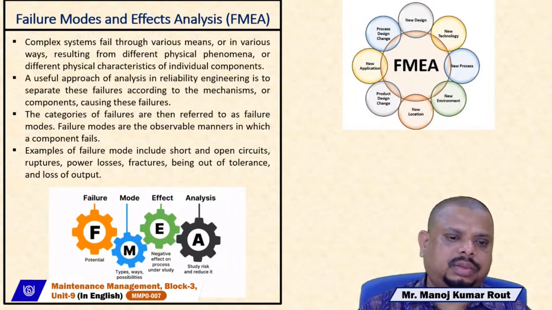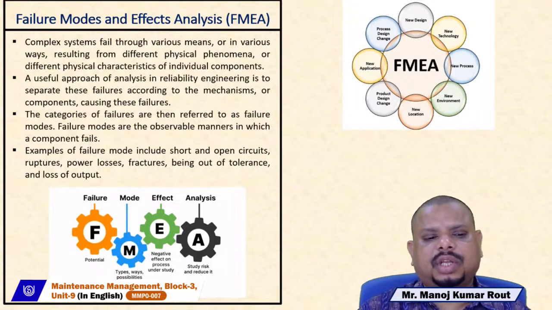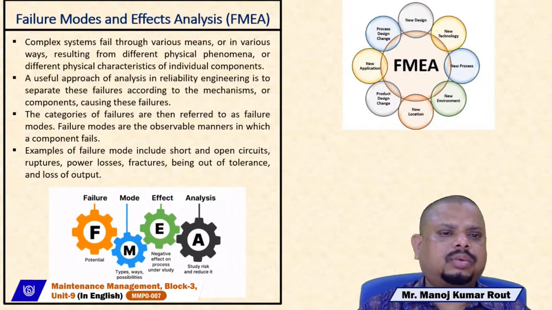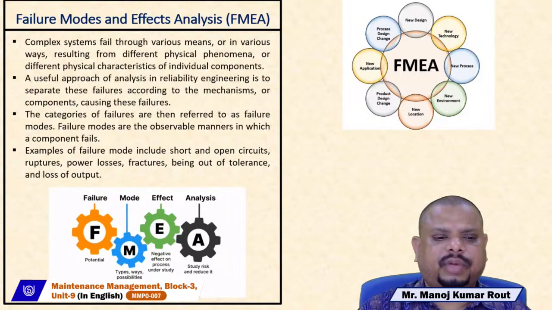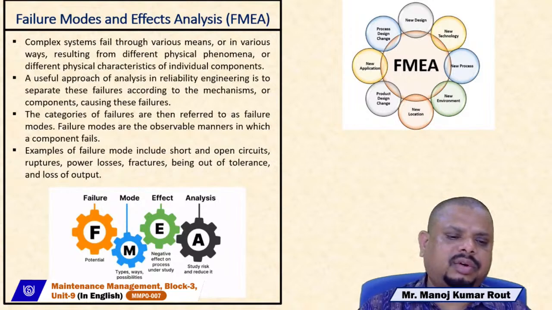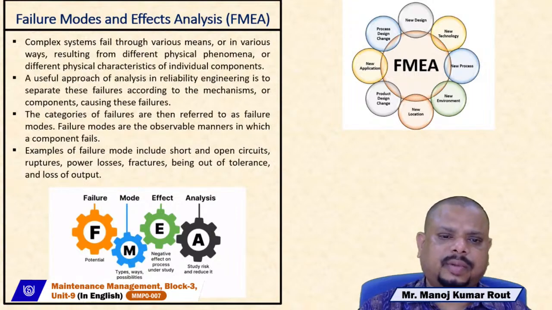So how to overcome this failure mode analysis? You have to focus on the potential of failures so that you can easily identify the root cause analysis of failures. The next one is you have to use the mode, that means the type and way of possibility, to avoid the failures. E stands for the elimination of the different negative effects during the study of failures. And in the case of analysis, you have to go for the study of risks and reduce the risks in case of failures.